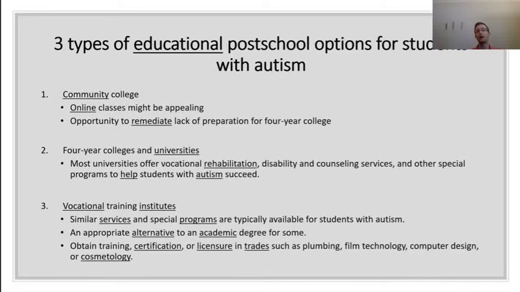There are 3 categories of post-school options, one of which is educational. And these are 3 types of educational options: community college, four-year college and universities, and vocational training institutes.